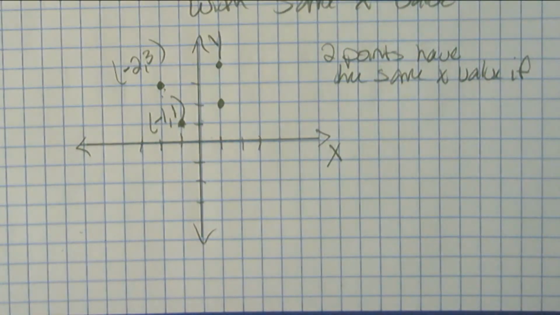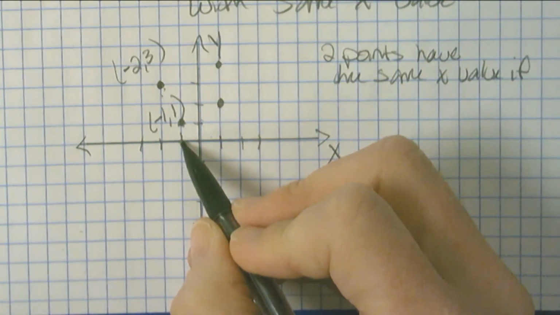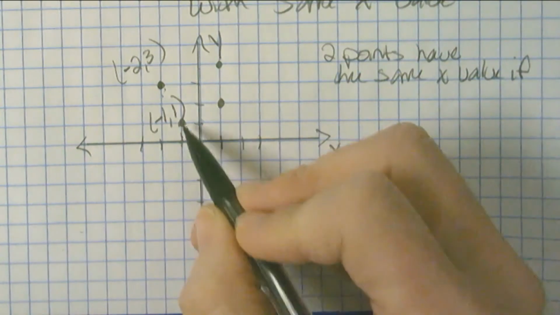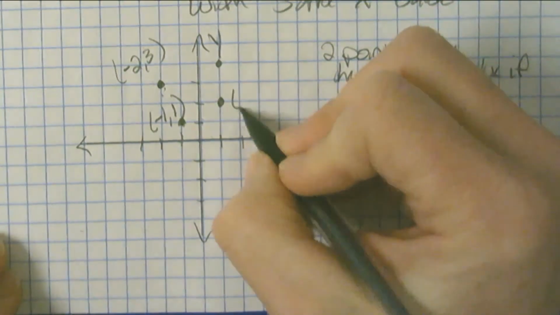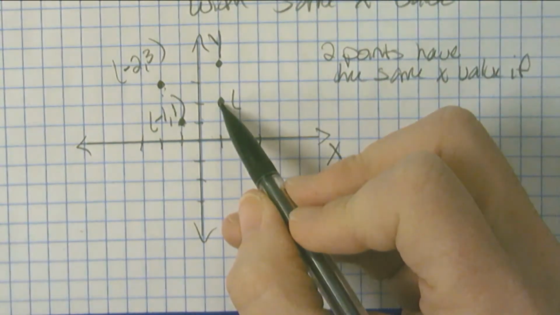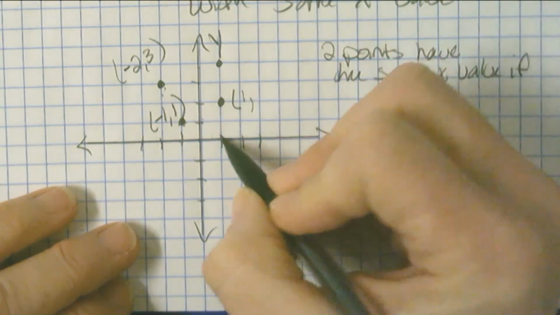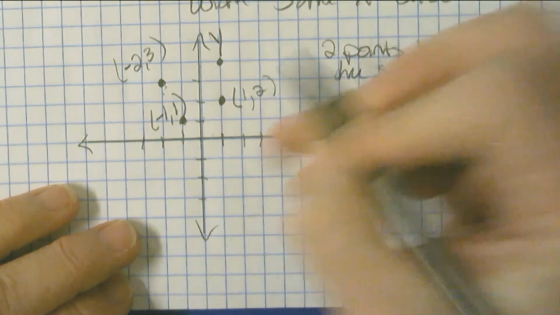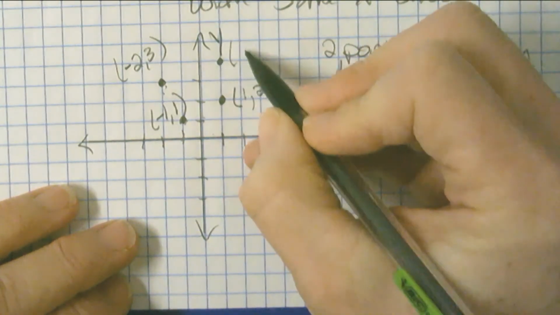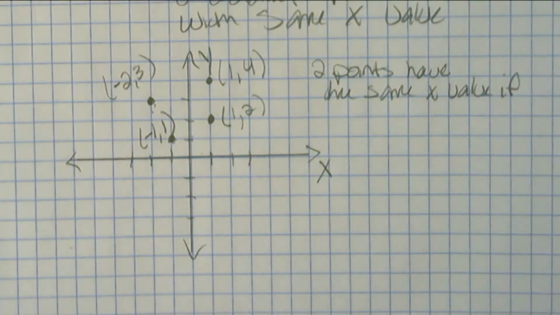Are you with me? Here's my origin. Don't I go over 1 space to the left? That's -1. Don't I go up 1 space? That's +1, right? Okay. Somebody give me this coordinate point. Matthew? This one right here. Excellent. Colin, give me this point. Do I have any points that have the same x value?